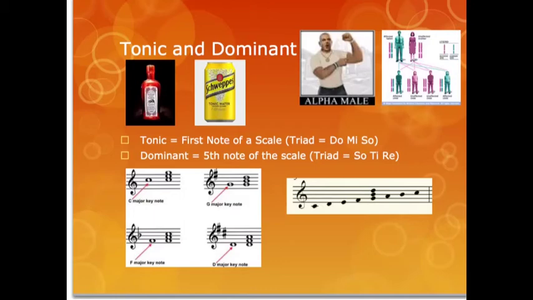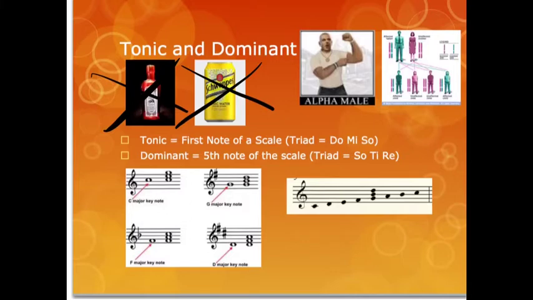Before we can understand secondary dominant function, first we must understand primary dominant function. In order to do that, we have to understand tonic. Now, I don't mean a rat tonic, and I don't mean tonic water. What I mean is tonic chords, which is a chord built on the first note of the scale, or do, mi, and so. So if we are in the key of C major, C is the tonic note, and C, E, G would be the tonic chord.